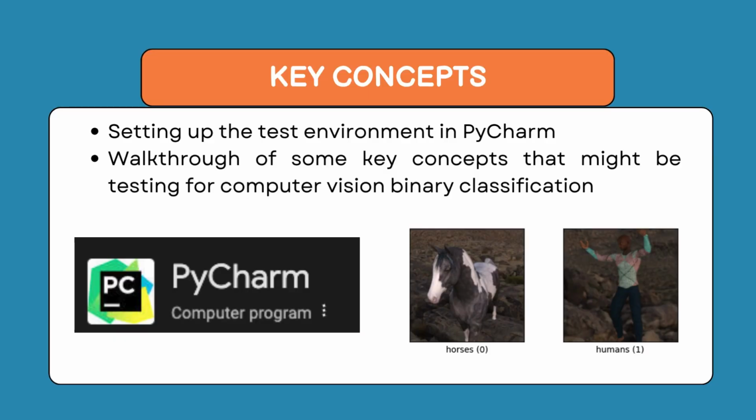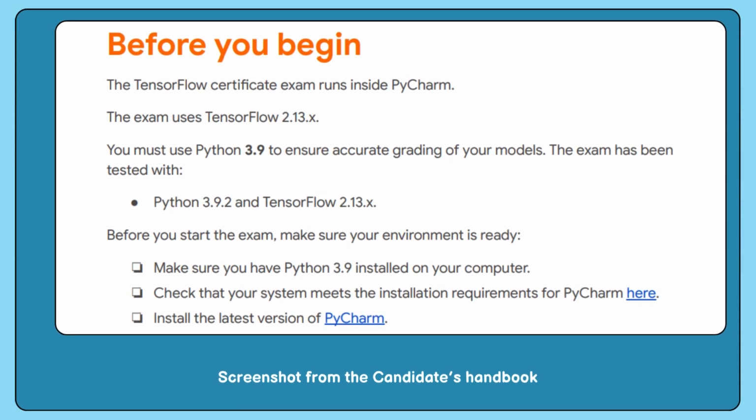So the main topics that I would like to cover today are setting up the test environment and doing a walkthrough of some of the key concepts that they might be testing for computer vision binary classification. Let's get started. The candidate's handbook provides instructions on how to set up the test environment. We will be using PyCharm and Python version 3.9 for the test. Download them from the official websites and install them.